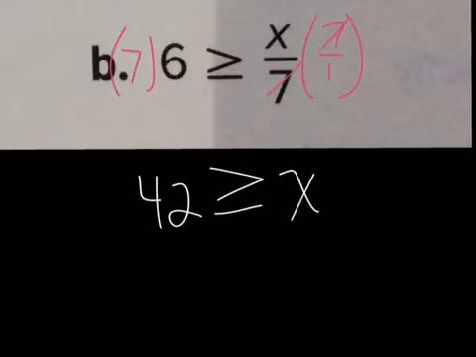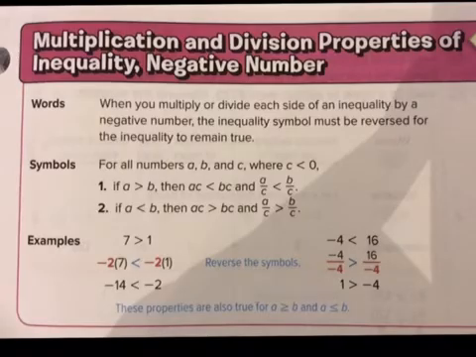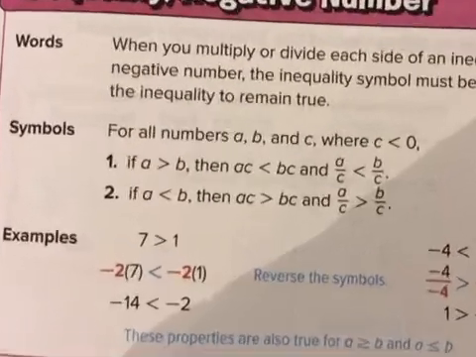Now we're going to do practically the same, but with a negative number. Multiplication and division properties of inequality, negative number. When you multiply or divide each side of an inequality by a negative number, the inequality symbol must be reversed for the inequality to remain true. So let's see what that means. For all numbers a, b, and c, where c is less than 0.